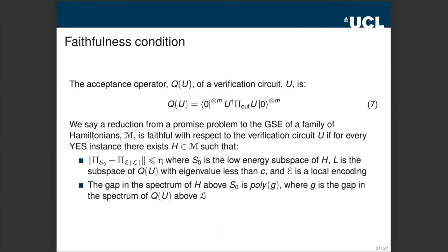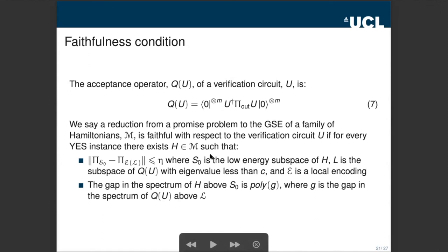In the intro to the seminar, I said that the faithfulness condition is about mapping the subspace picked out by the verification circuit to the low energy subspace of a Hamiltonian. But how do we make this rigorous? First of all, we define the acceptance operator of a verification circuit by this expression here. The conditions are that for every yes instance of the problem, there exists a Hamiltonian in the model such that the low energy subspace of the Hamiltonian is close in operator norm to E of L, where L is the subspace of the acceptance operator with eigenvalue less than the completeness probability, and E is some local encoding. When we say close, what we mean is that this value eta can be made arbitrarily small.